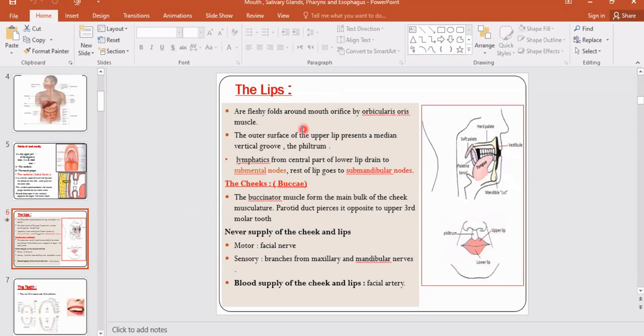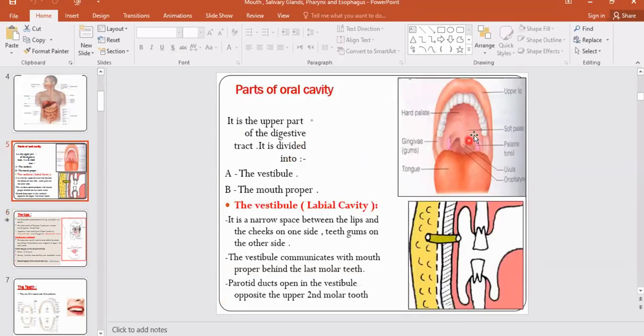Now the lips. What are the lips? These are the fleshy folds which surround the mouth cavity. As you come across the muscular system, which will follow the digestive system block, there is a muscle which surrounds the mouth. Okay, so the digestive system starts with the oral cavity. The oral cavity has a vestibule. This is the vestibule.